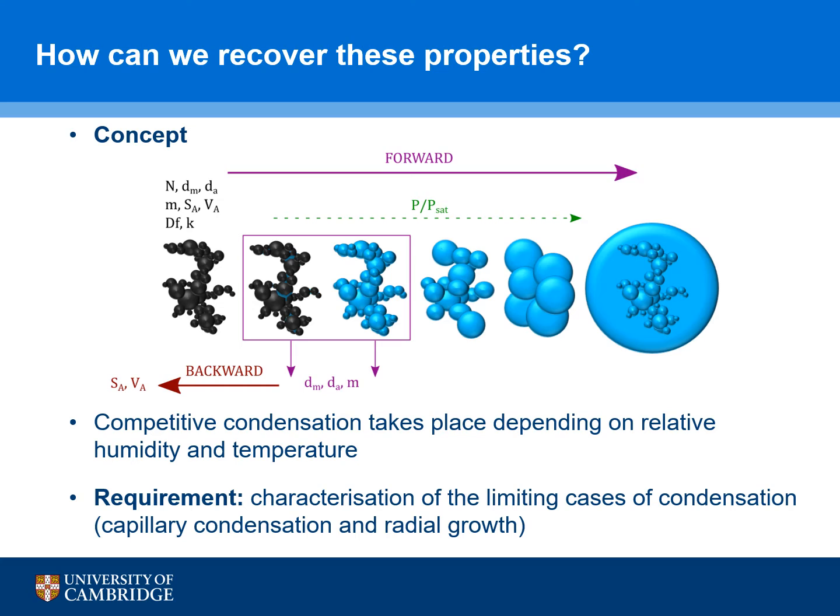So how can we recover these properties? The concept is to use a forward-backward approach, combining both modeling and experiments. The forward approach starts with a well-characterized bare aggregate, either using experiments or models. Then, we add a coating to this aggregate and measure its properties. The backward approach would be to measure the properties in the capillary condensation regime, and from these properties, recover the surface area and the volume of the bare nanoparticle.